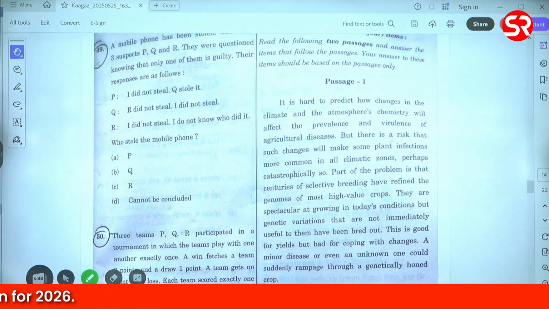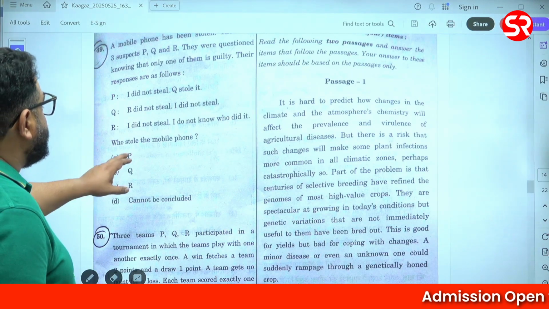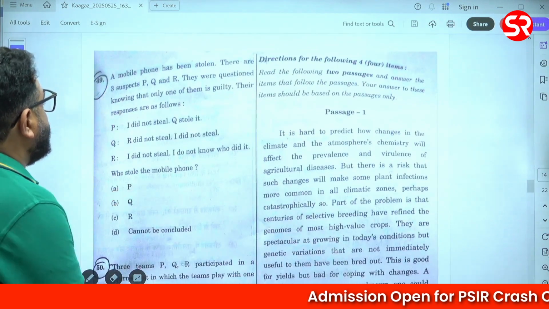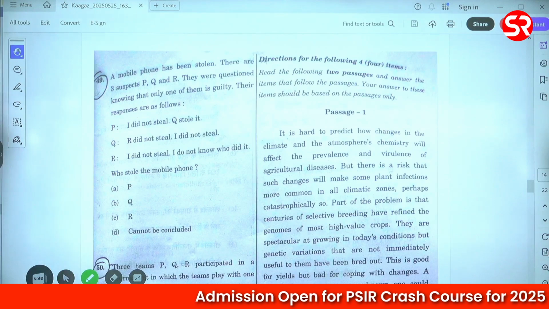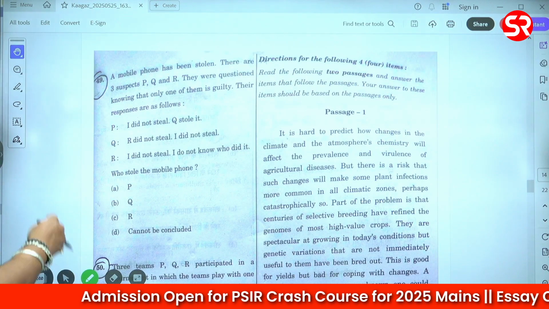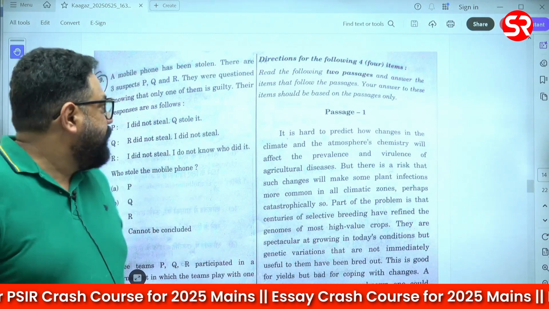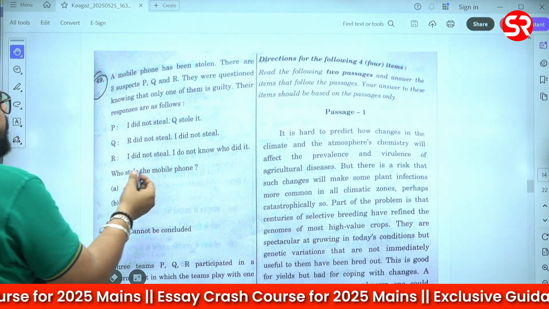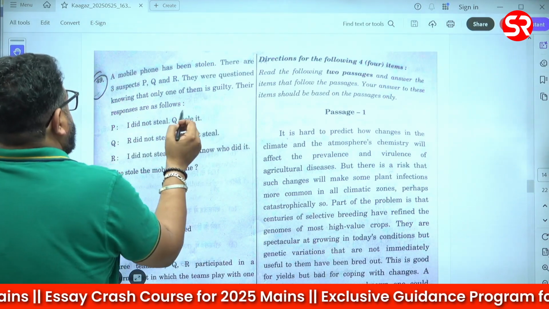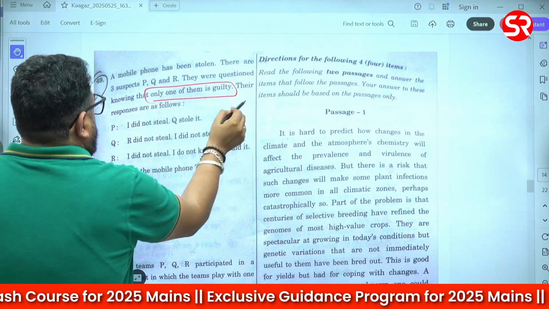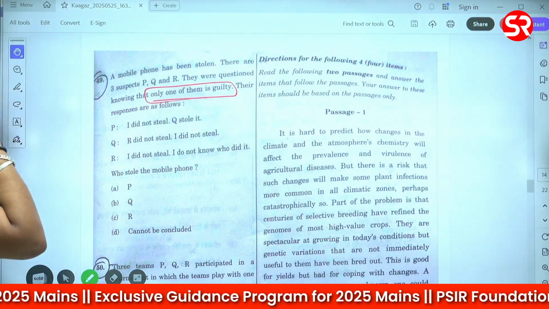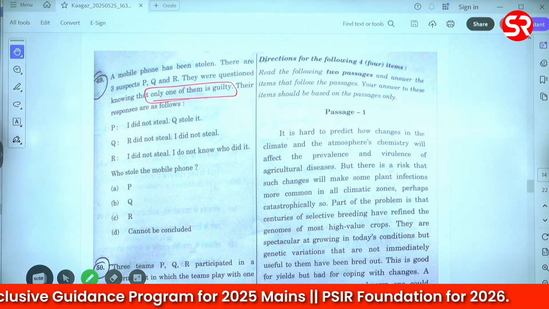He says a mobile phone has been stolen. There were three suspects, P, Q, and R. They were questioned. Only one of them is guilty. All right, this was a statement. Their responses are, I did not steal it, Q stole it.